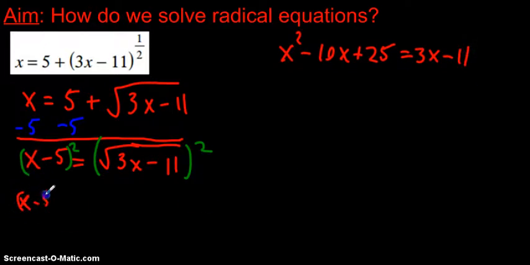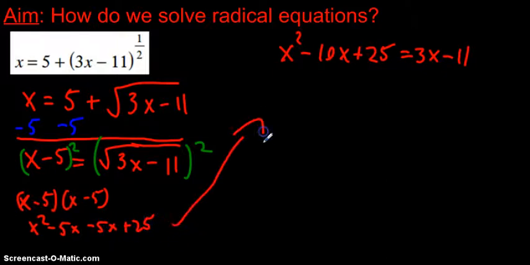x minus 5 times x minus 5 is equal to x squared minus 5x minus 5x plus 25. So that's where that came from. And any number in a square root radical, where the index is 2, multiplied by itself, will equal the same value of the radicand. That's the definition.